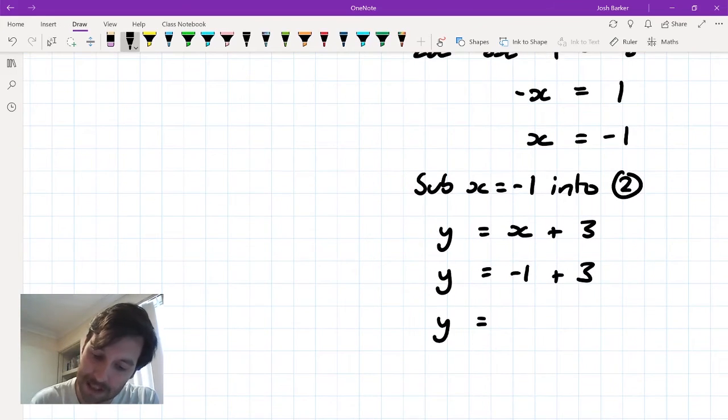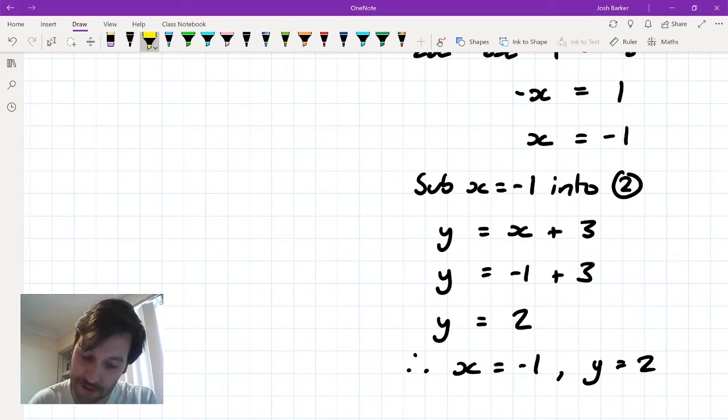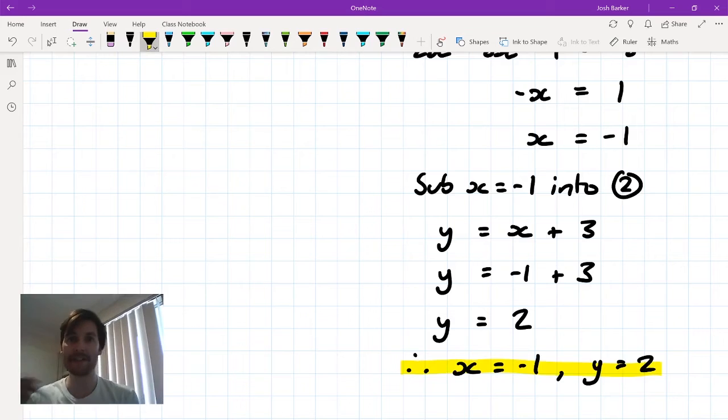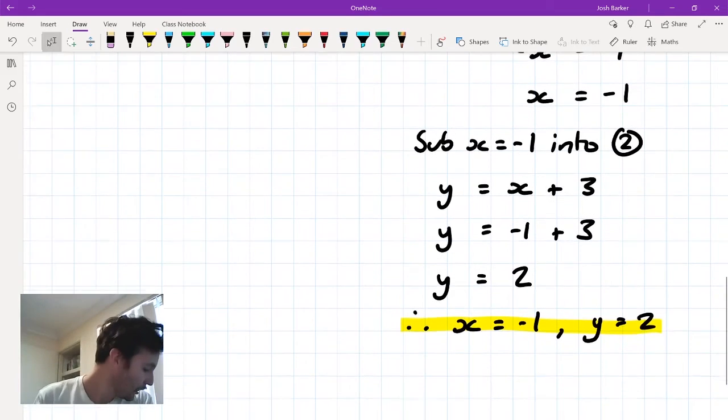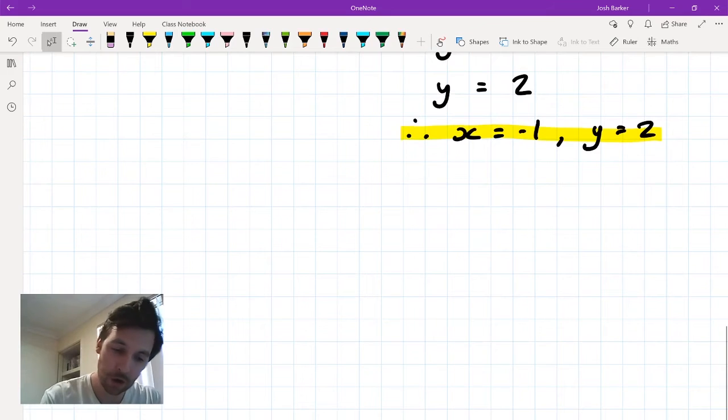Alright, so y is equal to negative 1 plus 3, which of course is 2. Answer, x is equal to negative 1, y is equal to 2. Don't forget that. The whole point of solving these simultaneous equations is to give us the 2 coordinates at which the lines cross over. So that has to be your actual answer. Okay, we'll do one more.